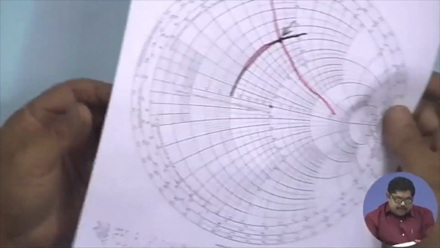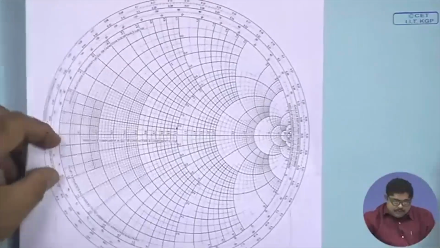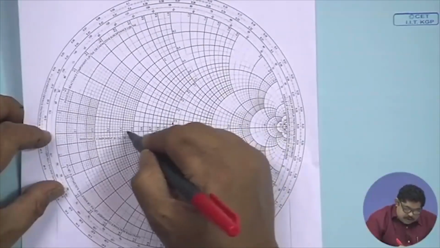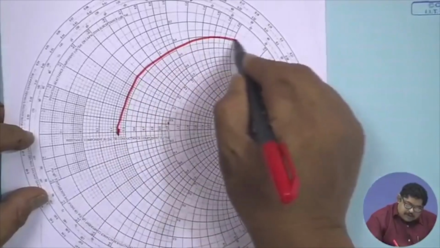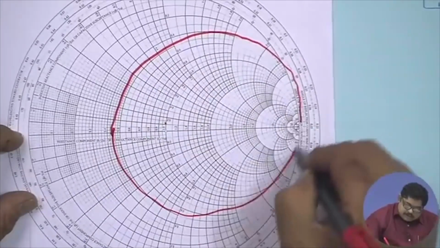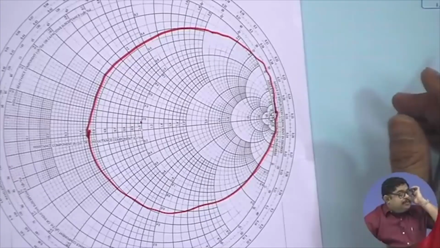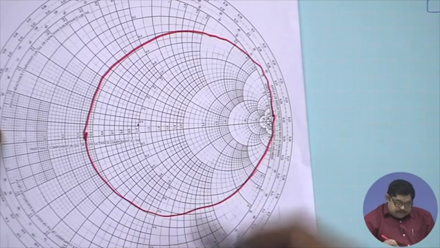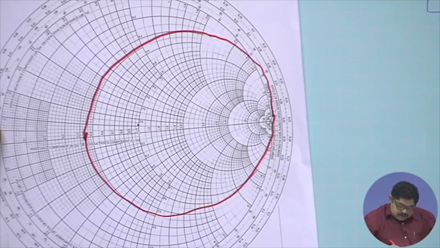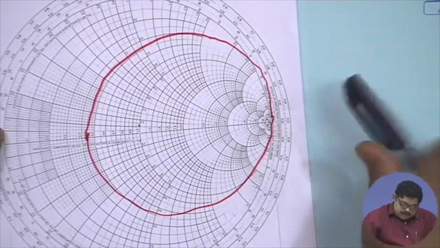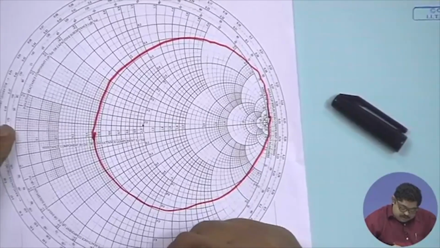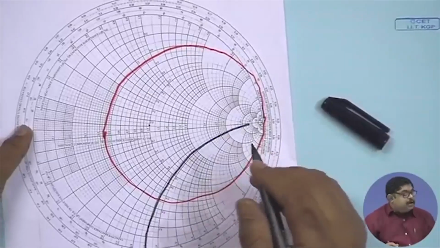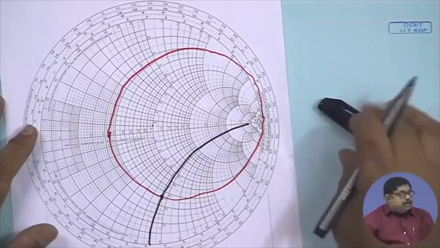So, now the 0.55 circle will be somewhere, I think, here. This circle in this chart is the 0.55 circle, and then the minus j 0.9. You will have to locate where this one is, j 0.9. So, this intersection point is our desired point.